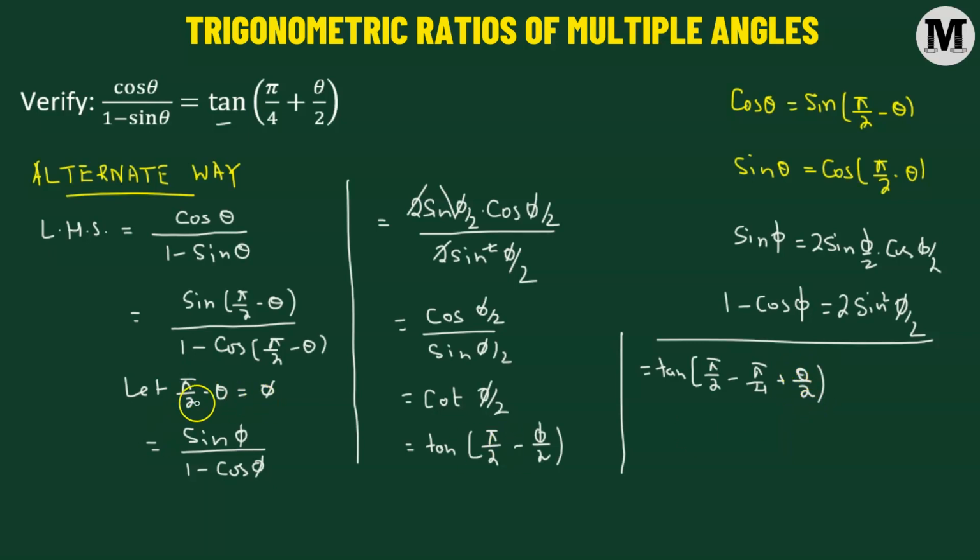All we're doing is dividing this expression on both sides by 2, which will be equal to tangent of, now pi over 2 minus pi over 4, that's simply pi over 4 added to theta over 2, and this is the expression on the right hand side. So we have successfully shown that the left hand side equals the right hand side.